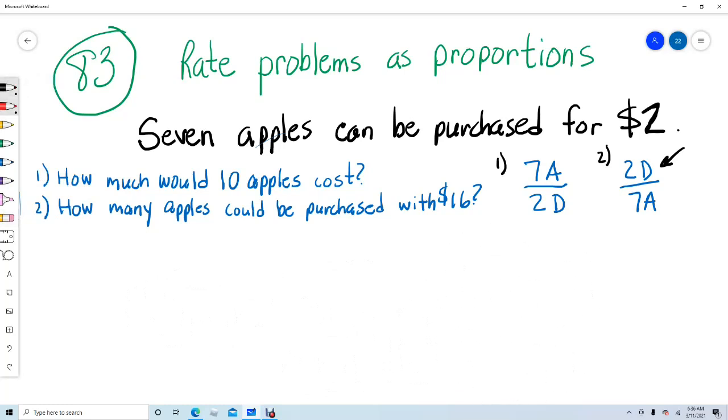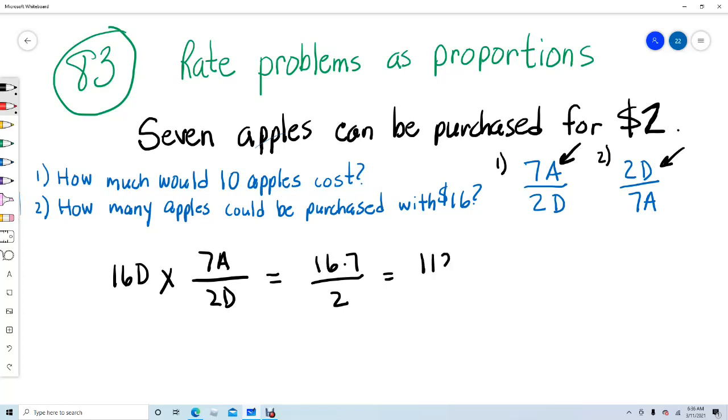All right, and very quickly, number 2, how many apples could be purchased? So we're looking for a number of apples. That means we will use rate number 1 because it has apples in the numerator. Our information is $16. Right, multiply that by our rate. That's 16 times 7 over 2. 16 times 7, I already multiplied that out here. That's 112 divided by 2, and that's 56. 56 apples can be purchased for $16. All right, that's a review of rates.